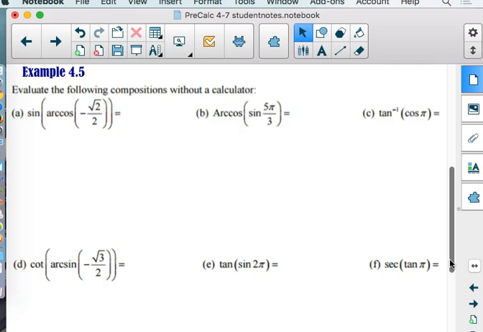All right, evaluate the following compositions without a calculator. Like I said, this is why our drawings for everything were so important. Because now we have to find the inverse cosine, which means we're going to find the angle that gives us this. And then once we find that angle, we're supposed to use it to evaluate the sine. Innermost parentheses out. Okay, wait a minute. Negative square root of 2 over 2. I don't think that's how that came to us. How would that have come to us in our triangle?